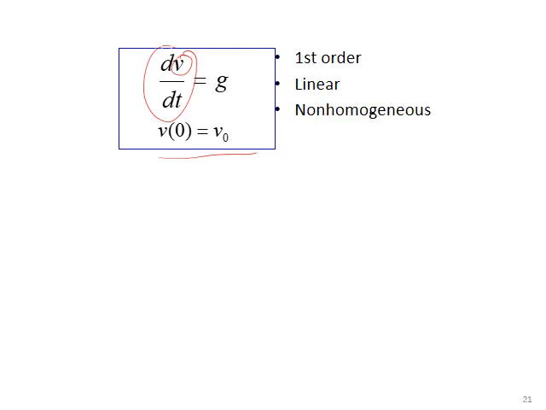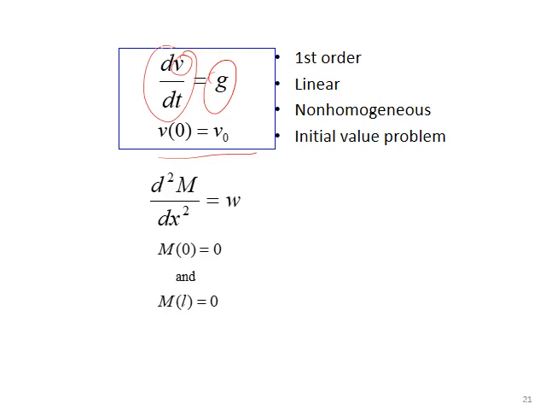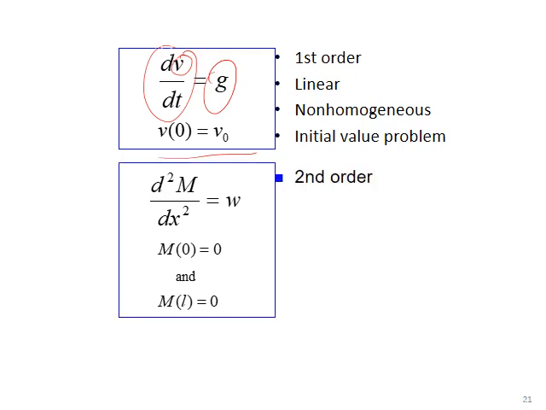Okay, non-homogeneous. Why? Because on the other side there is a function, it's supposed to be 0, and here he gave me an initial value problem. Another example is d squared m over dx squared equals w. This is second order. This is linear because there is no source of nonlinearity. This is non-homogeneous because of w. And here he gave me a boundary condition.